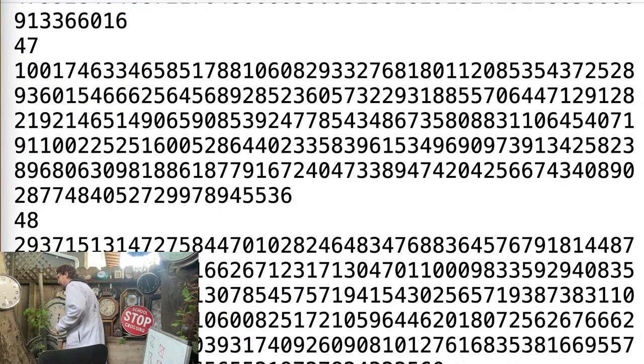Where's a straight edge? I don't know, where's a ruler? Gotta have a ruler somewhere. It's a classroom. What am I doing? I don't have a ruler here.